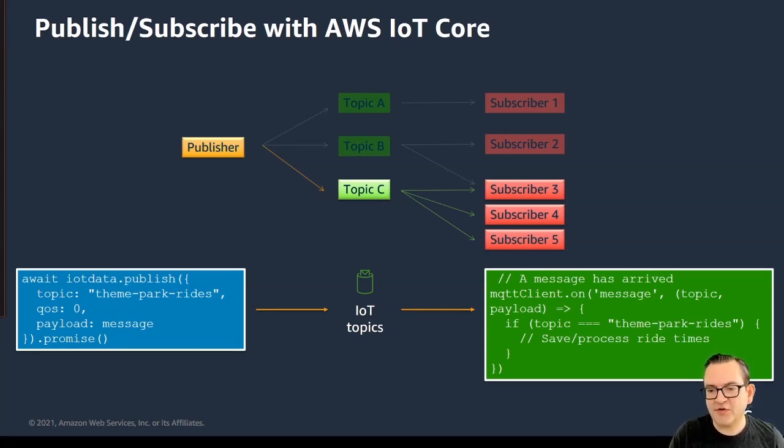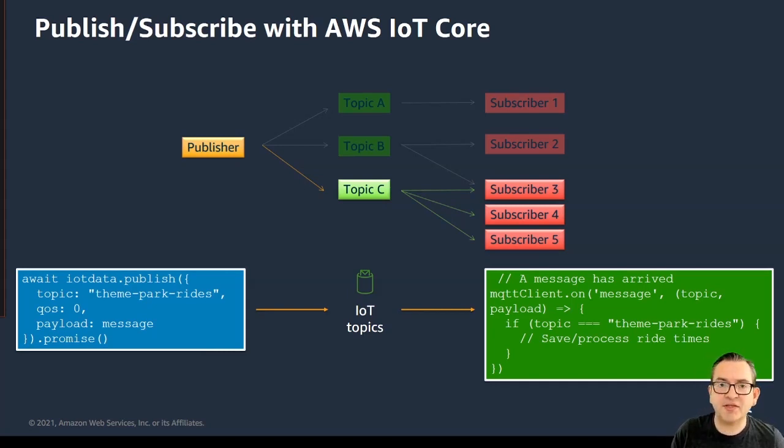So the AWS SDK is the way that we connect these two sides, and you've seen some of the code so far on the back end. On the left hand side, the IoT data.publish method takes a topic, a quality of service measure, and also a payload, which is the actual message. And that one line publishes that information to IoT Core.